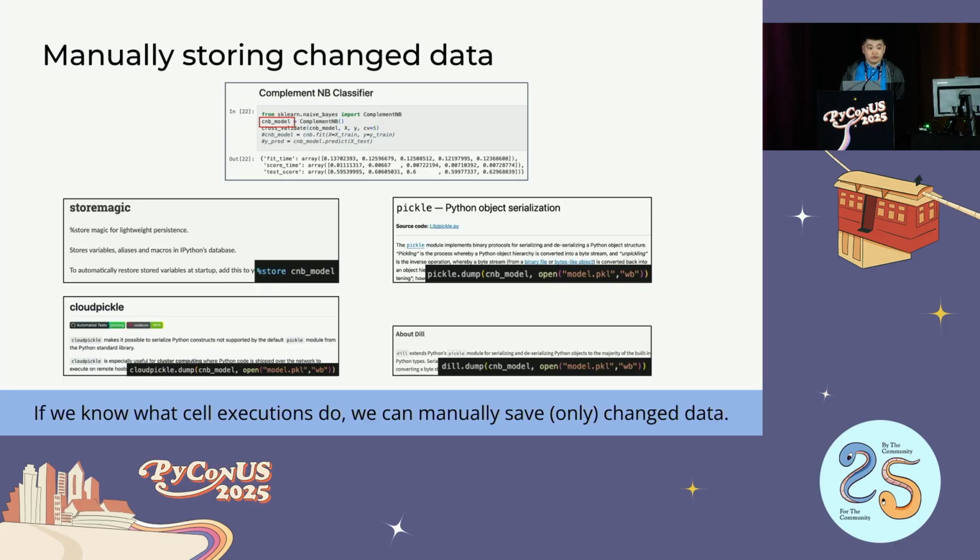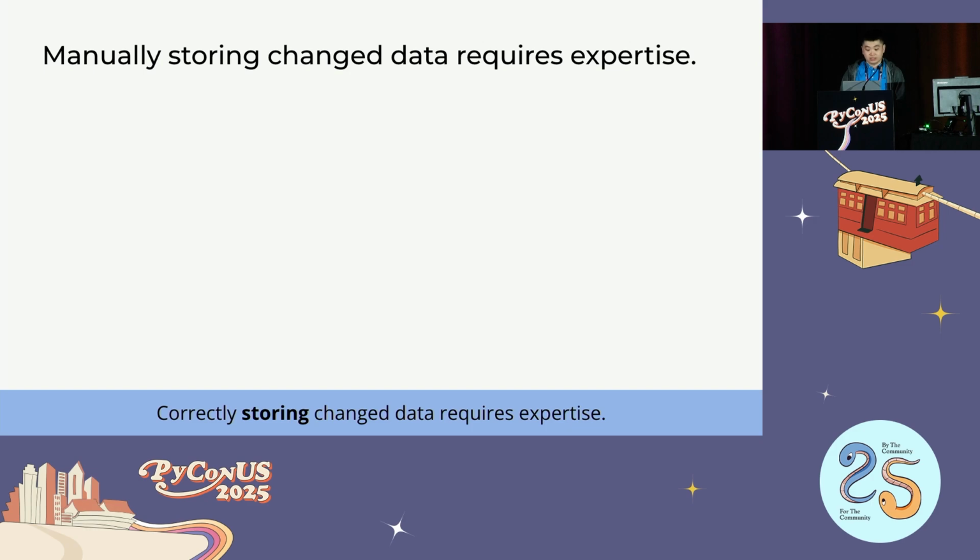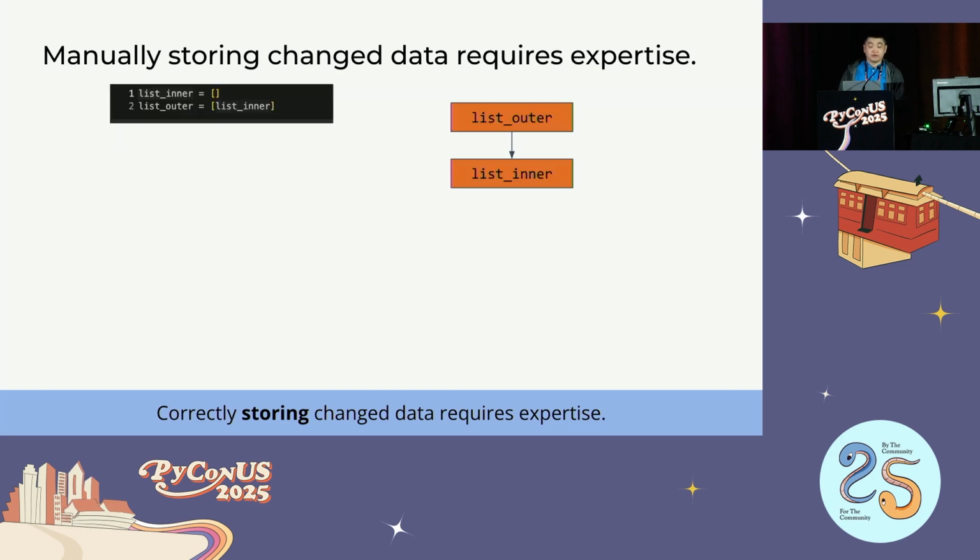And it turns out there are two problems with this approach. One is that correctly saving the change data, it turns out, is actually very non-trivial. It requires some expertise. So given this very simple example here, where you have two variables, two lists, and list inner and list outer has a reference to list inner.